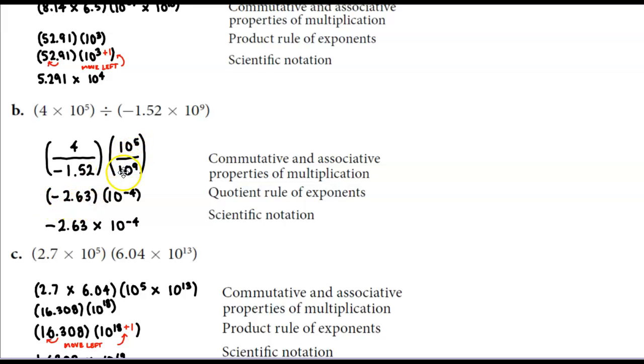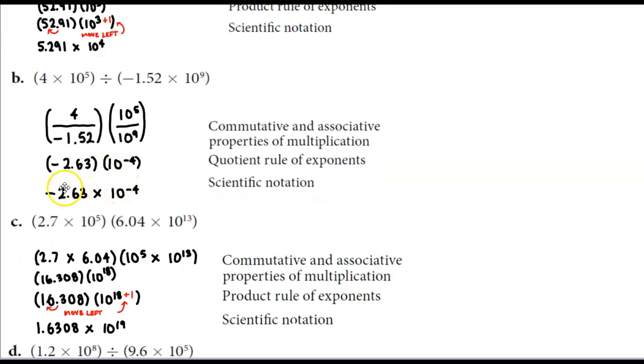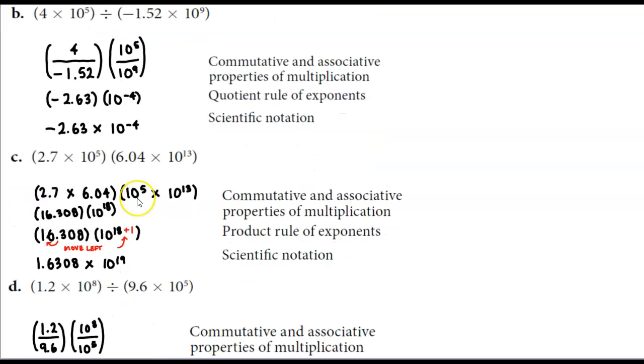And 10 to the 5th divided by 10 to the 9th, remember that when you have the same base and you divide, you subtract your exponents. So therefore we have 10 to the negative 4. Now since the decimal is already in between the 2 and 6, we don't need to go any further with it. So the answer in scientific notation is negative 2.63 times 10 to the negative 4.